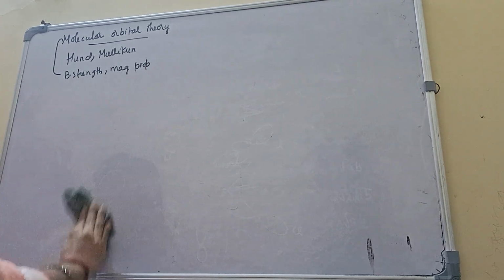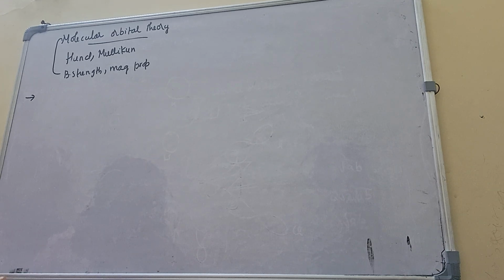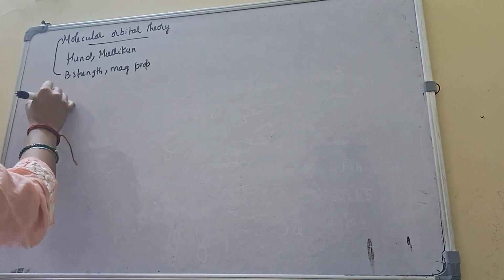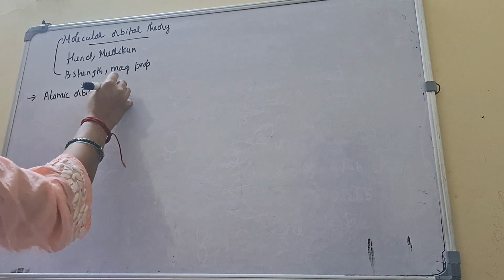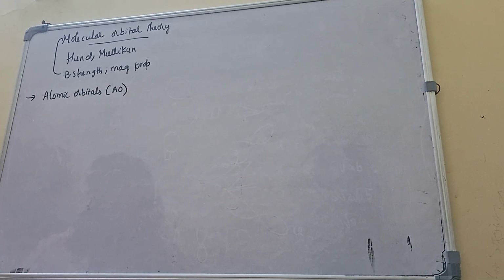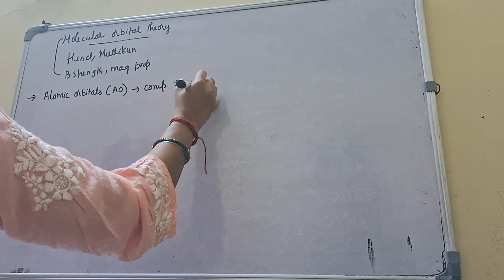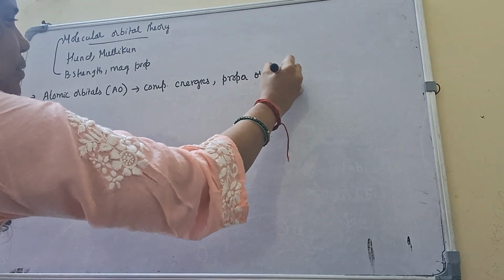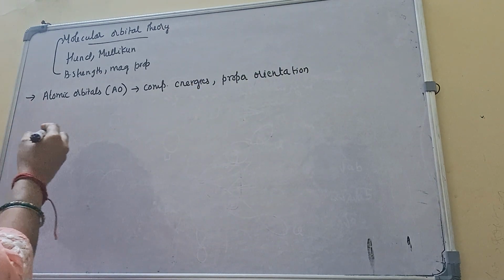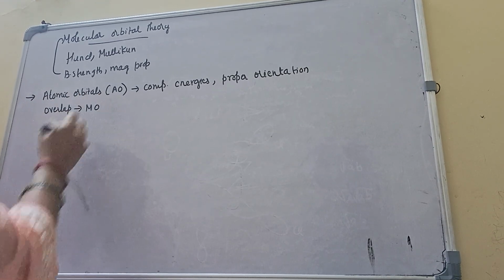All right, so let us now understand the important points which are covered under this theory. First, let us understand the points and then I will be explaining what exactly these points talk about. So first of all, atomic orbitals, henceforth I will be abbreviating like this, molecular orbitals, MO, of comparable energies and proper orientation, very very important, comparable energies and proper orientation only can overlap to give you molecular orbitals.